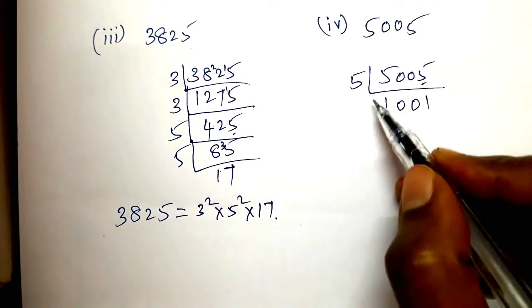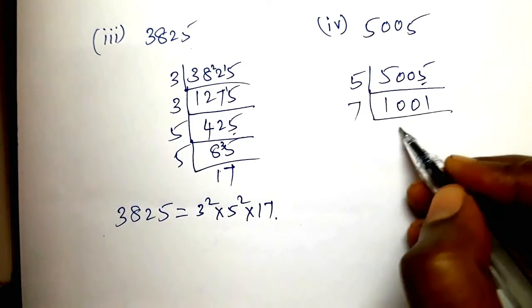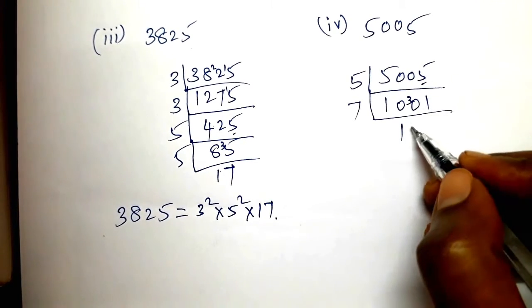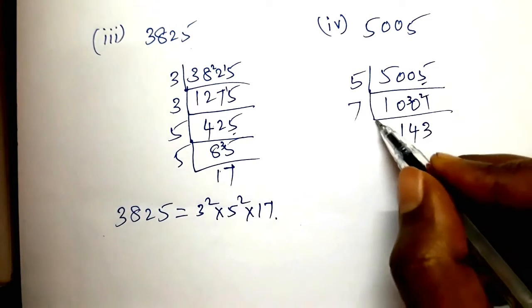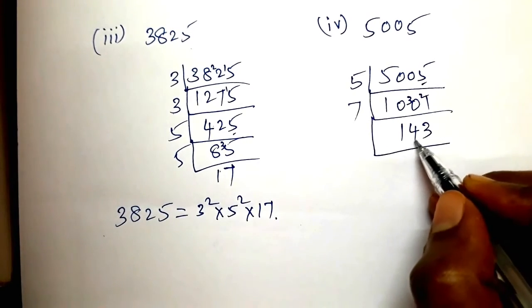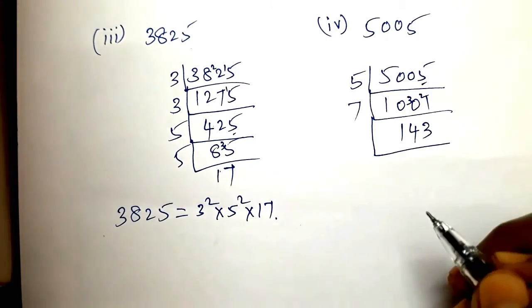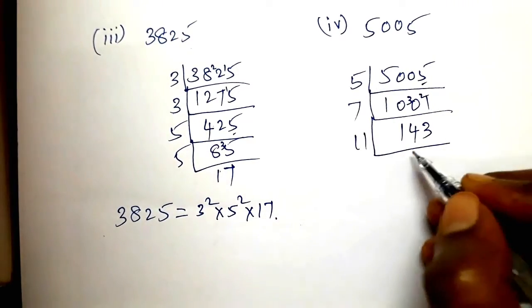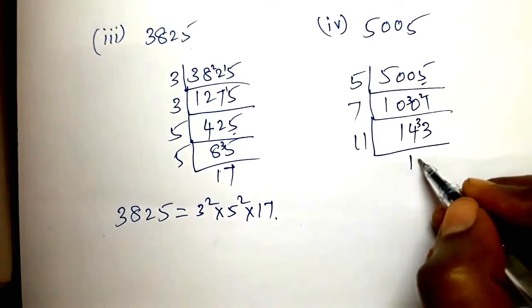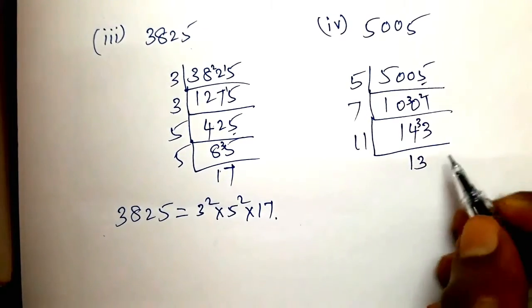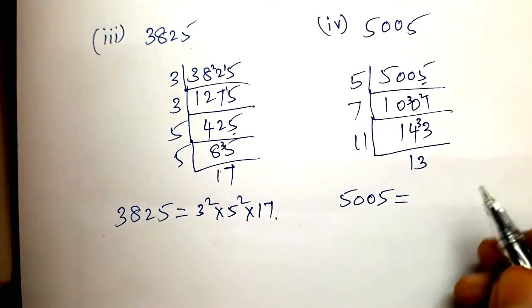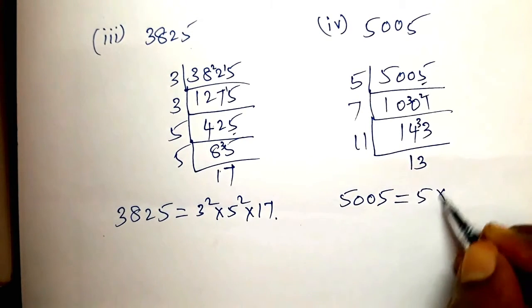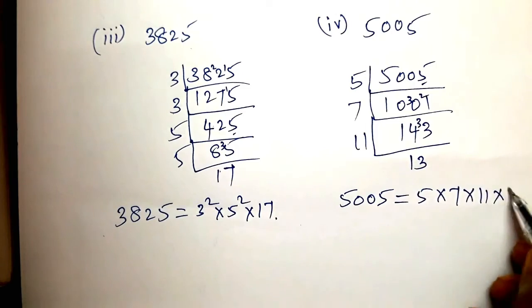Next it goes by 7. 1 7s are 7, remaining 3. 4 7s are 28, remaining 2. 3 7s are 21. Next this is 143. We have to check the next number, 11. So 1 11s are 11, remaining 3, 3 11s are 13. 13 is a prime number. Now stop the process here. Now 5005 can be written as 5 into 7 into 11 into 13. Move on to the next question.